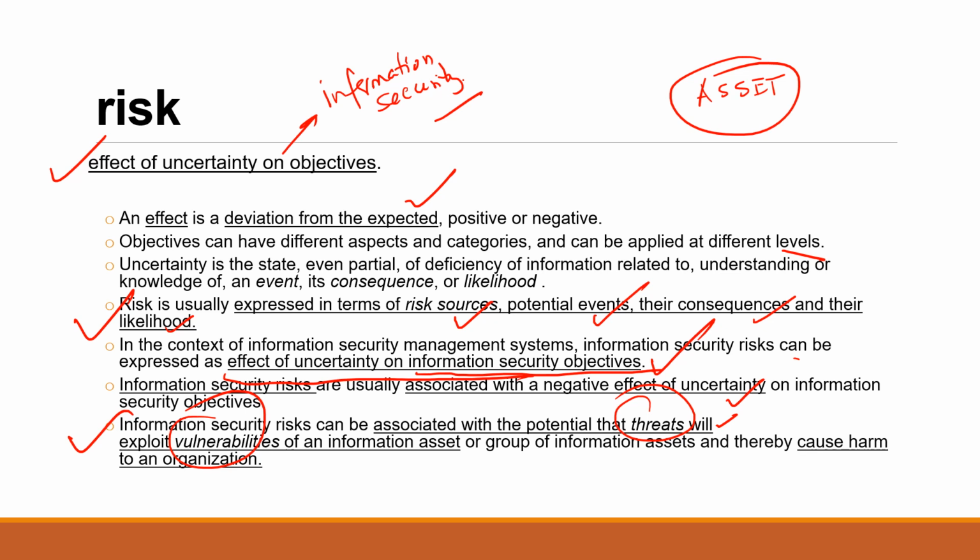Information security risk can be associated with the potential that threats will exploit vulnerabilities of an information asset. What is an information asset? We can say there are two categories. One is the primary asset, which is information or the business processes we talked about. The other category is the supporting asset, where we talked about hardware and software. To support the primary assets, where we have information or business processes, we use those supporting assets. They also become very important.